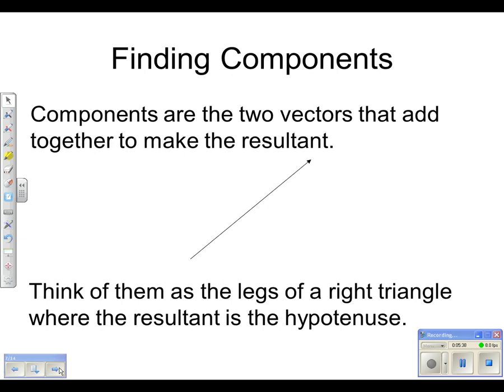One other thing that we do with vectors is we actually talk about finding the components that make up the pieces of the vector. So if this is our resultant vector, it has two pieces called components that make it up. And you can think of these things as the legs of a right triangle with the hypotenuse as the resultant.